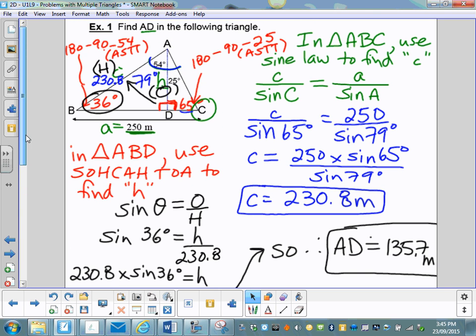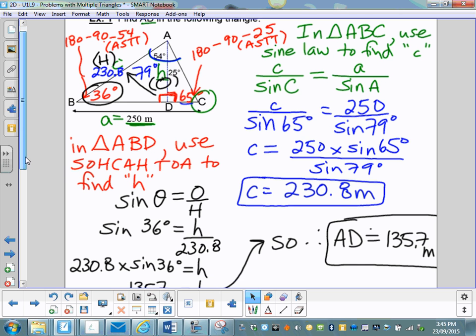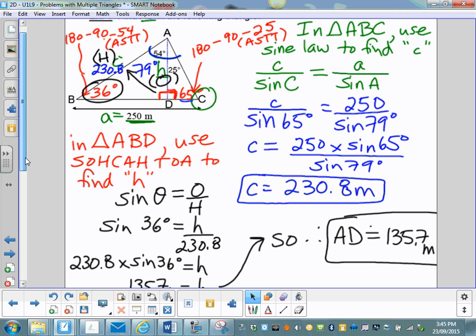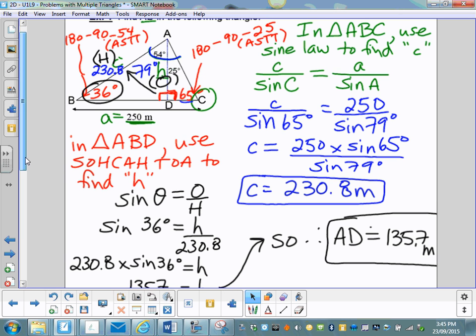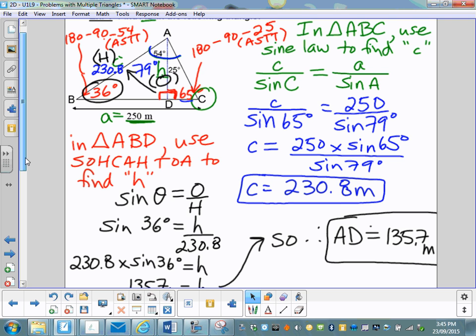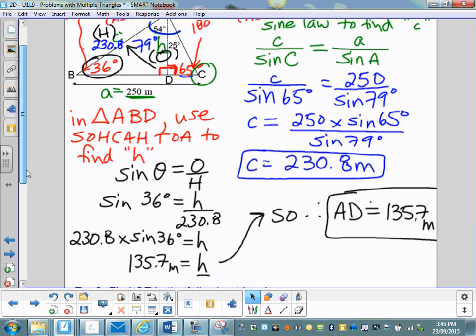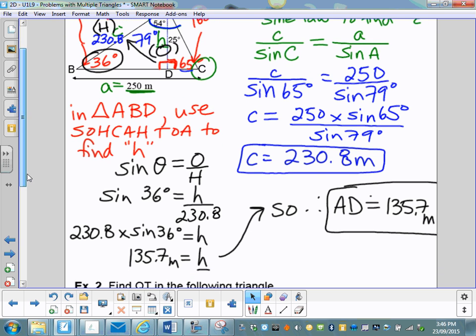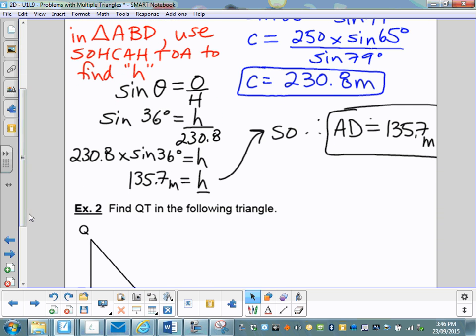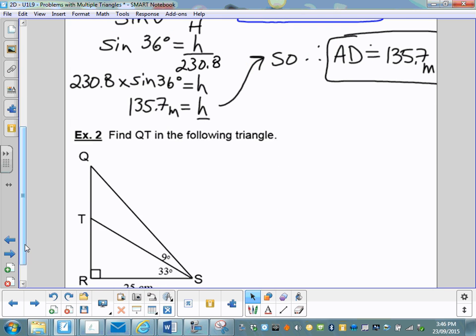Okay, and that makes sense. It's one of the shorter sides in triangle ABD. 230.8 is the hypotenuse, that's the longest side. So it makes sense then that AD, or the height of that triangle, is something shorter than that, so it's 135.7 meters. So now I'm going to move on to example 2 here.